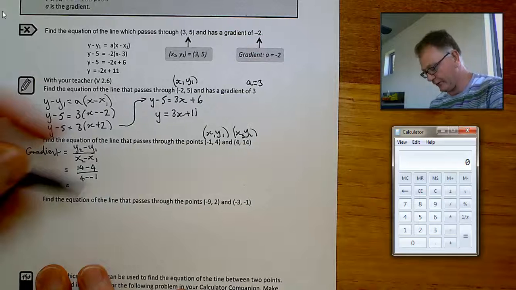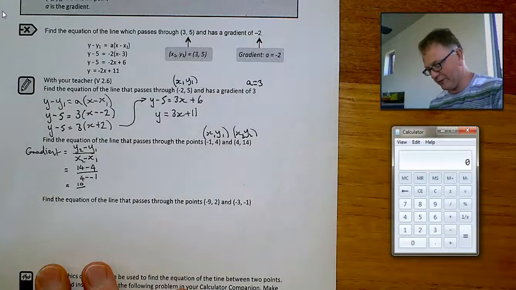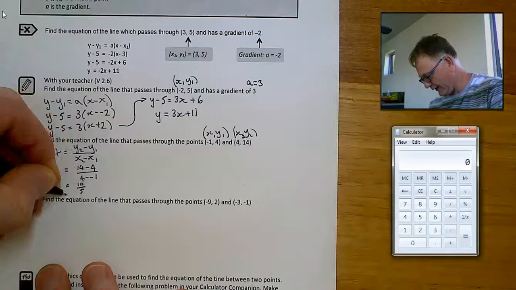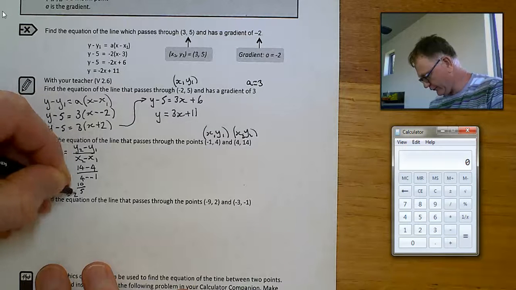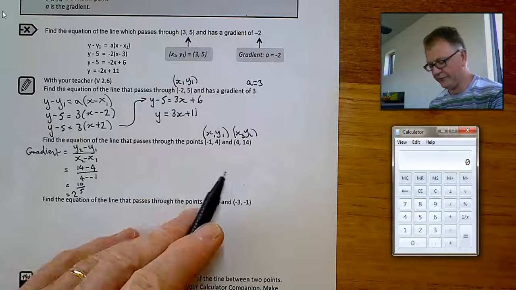Anyway, 14 minus 4 is 10. 4 minus minus 1 is the same thing as 4 plus 1, which equals 5. And 10 divided by 5 equals 2. The gradient between these 2 points is 2.